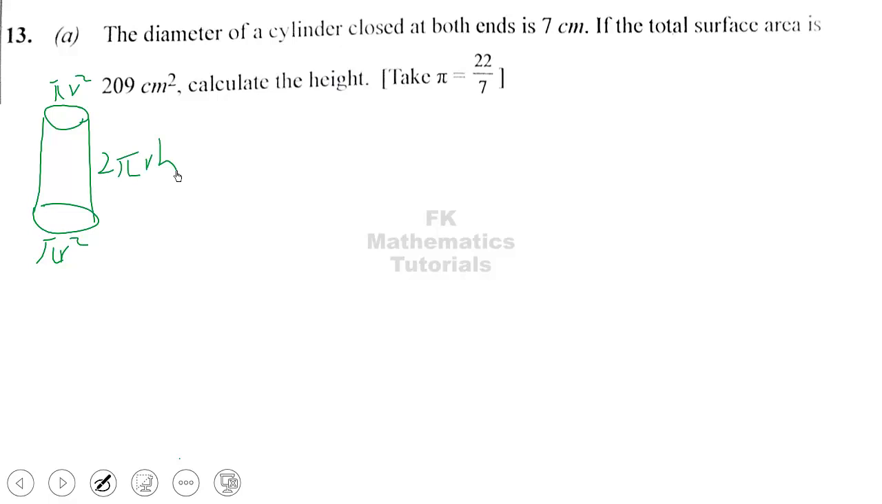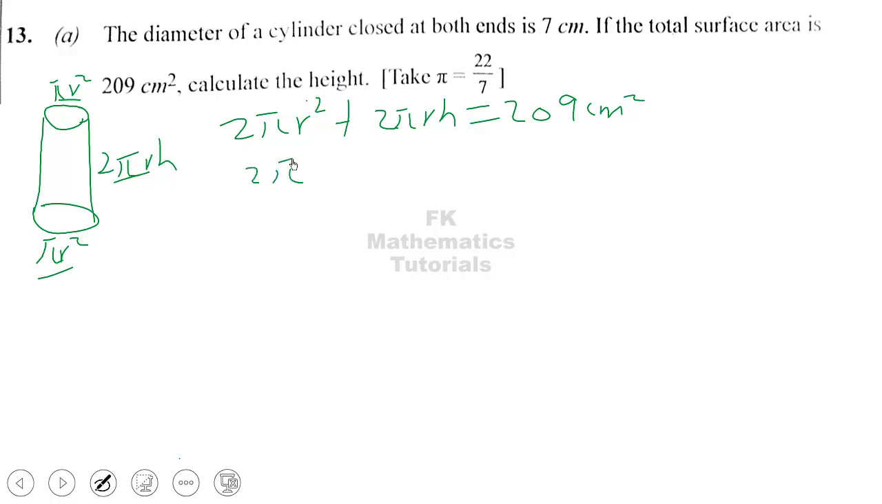And we're told that the total surface area, so this and this and this, is equal to 209. So that will give us 2 pi r squared plus 2 pi r h is equal to 209 centimeters squared. So we can factor 2 pi r outside, then we have r plus h inside is equal to 209.